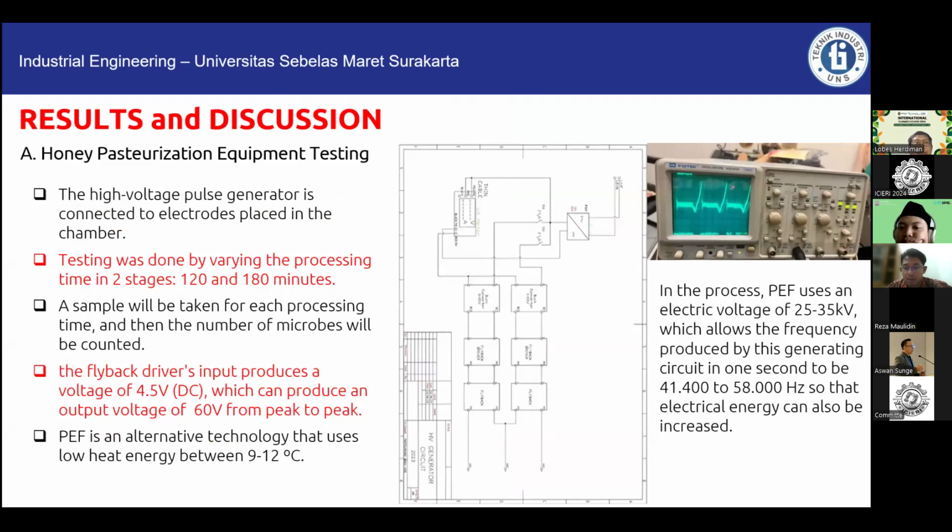And results in discussion. Honey pasteurization equipment testing. The testing was done by varying the processing time in two stages, 120 and 180 minutes. The flyback driver input procedures voltage of 4.5 volts DC, which can produce an output voltage of 60 volts, from fixed to fixed.